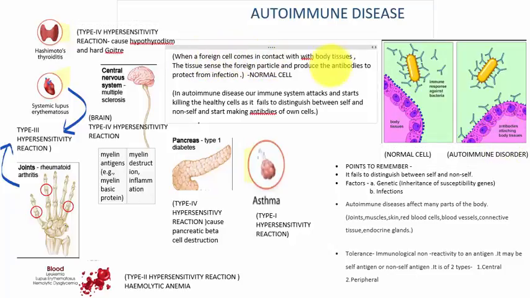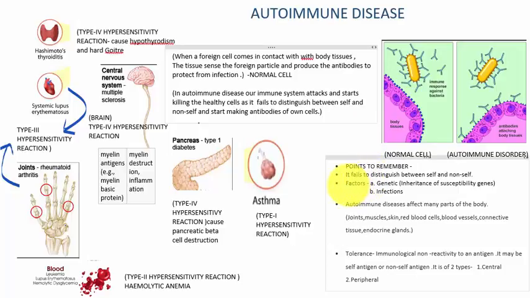When a foreign cell comes in contact with body tissues, the tissue senses the foreign particle and produces antibodies to protect from infection. That occurs in the normal cell. But in case of autoimmune disease, our immune system attacks and starts killing the healthy cells, as it fails to distinguish between self and non-self and starts making antibodies against its own cells. The first point to remember is that it fails to distinguish between self and non-self. As we have discussed, the body cell starts recognizing the non-self antigen as a self cell and then causes the inflammation that leads to the disease.